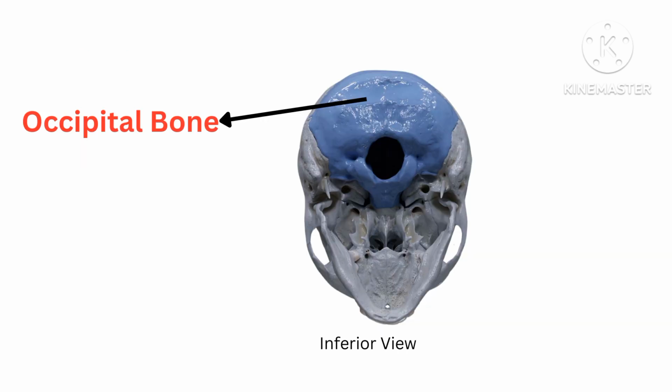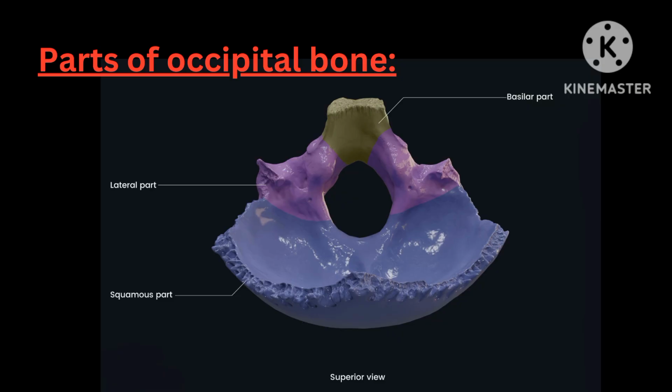Now we are going to discuss anatomy of occipital bone. The occipital bone is a single, irregular bone located at the posterior and inferior part of the skull. It forms the back of the cranium, contributes to the cranial base, and houses the foramen magnum, which allows communication between the brain and the spinal cord. The four parts forming the occipital bone are: basilar part, two lateral parts, squamous part.